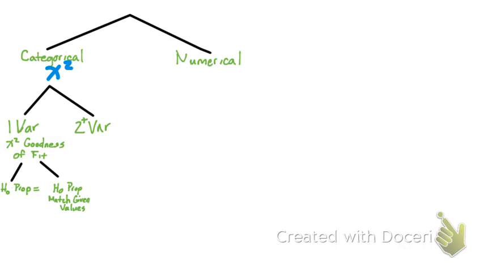The next thing is if there's two or more variables, that's going to put you in a different style of chi-square test. The question you need to ask yourself is, is it one population or is it two or more populations? If it's one population, what you're going to be looking at is a chi-square test of independence.